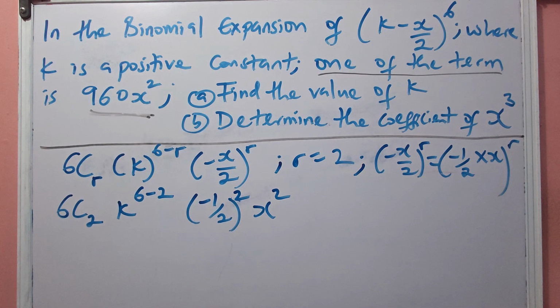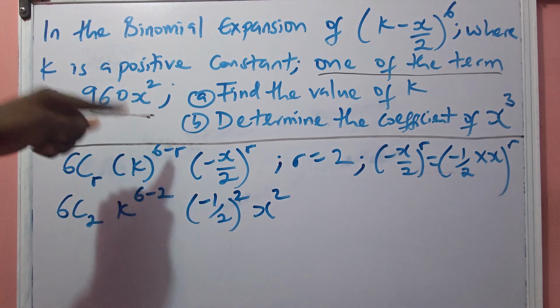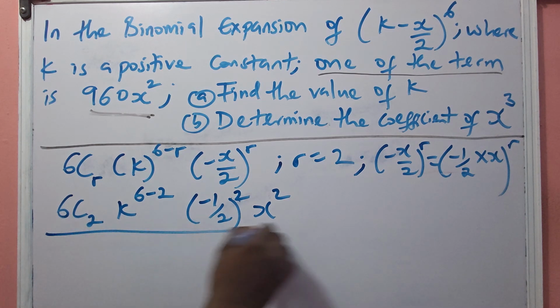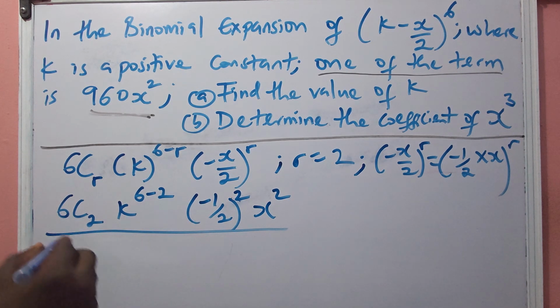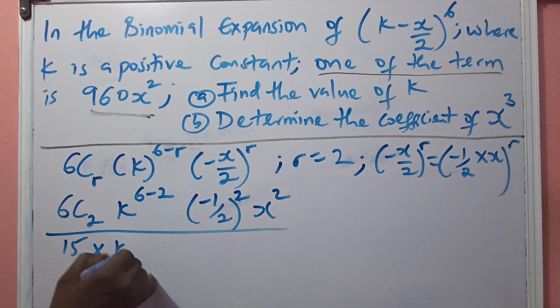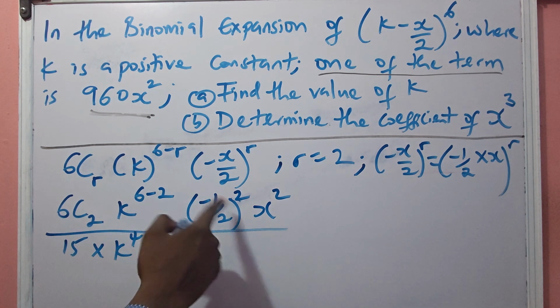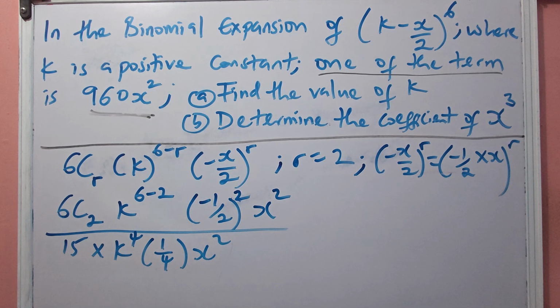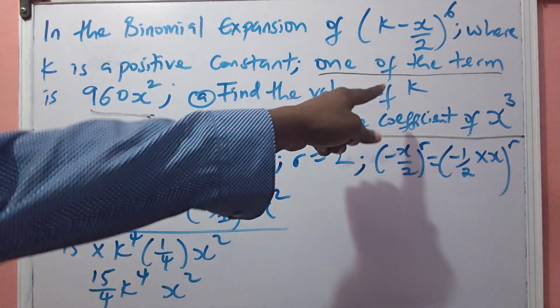Don't forget, we're told that one of the terms is 960 x squared. So you can see that the term that has x squared is here. If you find 6 combination 2, you would have 15 times k raised to the power 4. This will multiply by 1 over 4 x squared. Eventually, you'll have 15 over 4 k raised to the power 4 x squared. So now we've gotten the term that has the x squared.